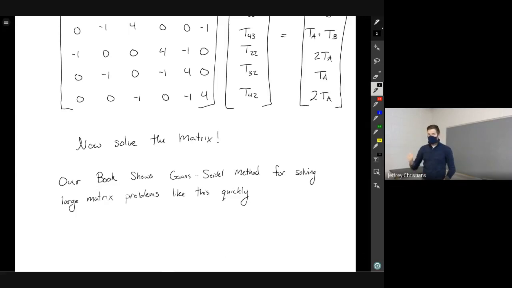That's any engineering modeling software. This is how they're modeling it. They're setting up large systems of equations like this and then plowing through them with fancy matrix math techniques. So the Gauss-Seidel method, I have written down, is in Appendix D.